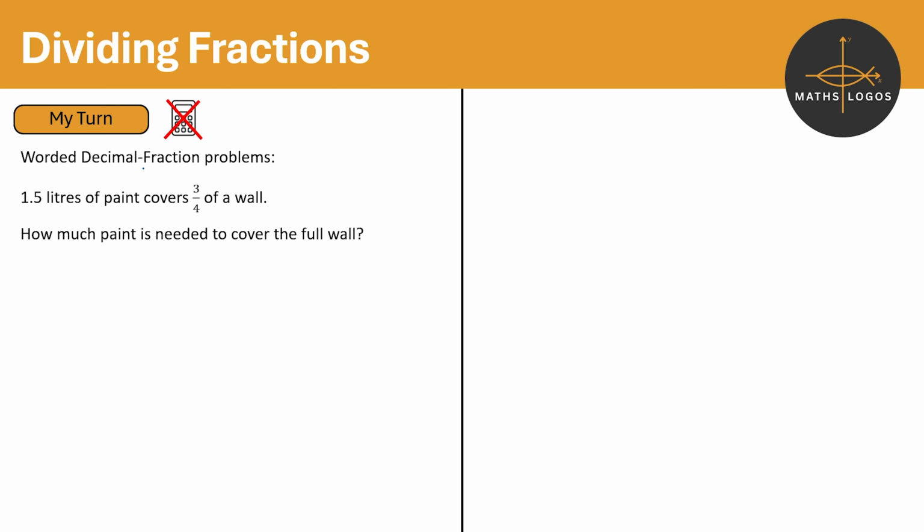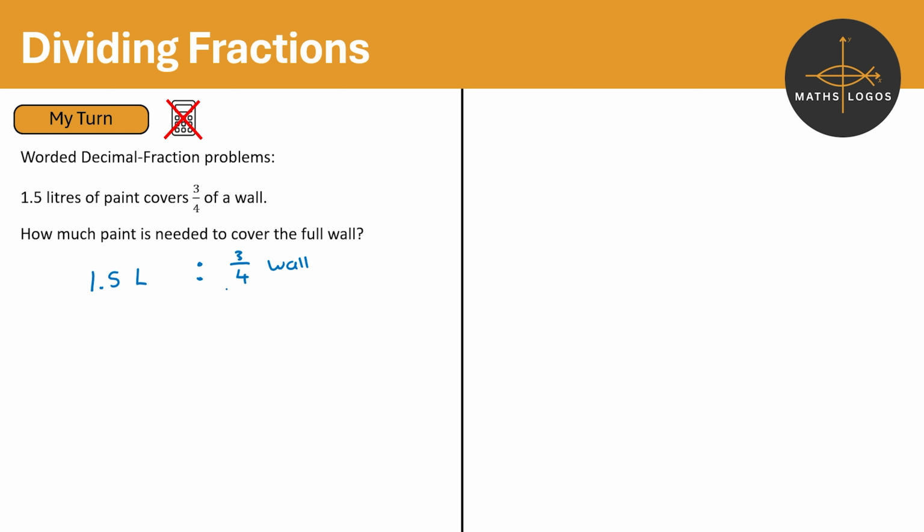Our last example is a worded decimal fraction problem. So 1.5 liters of paint covers 3/4 of a wall. How much paint is needed to cover the full wall? I'm going to set it up like this. 1.5 liters of paint covers 3/4 of the wall.